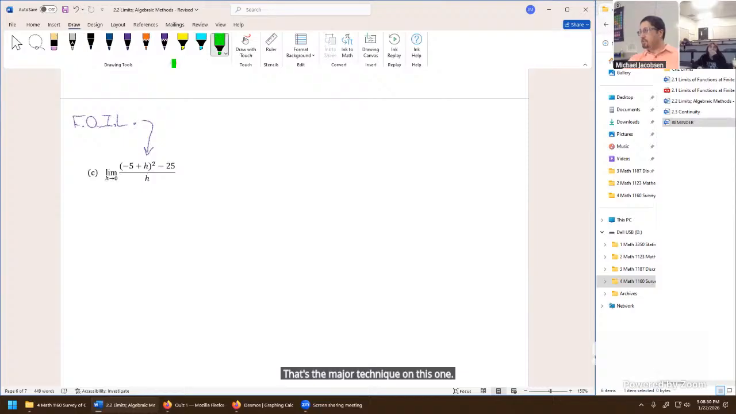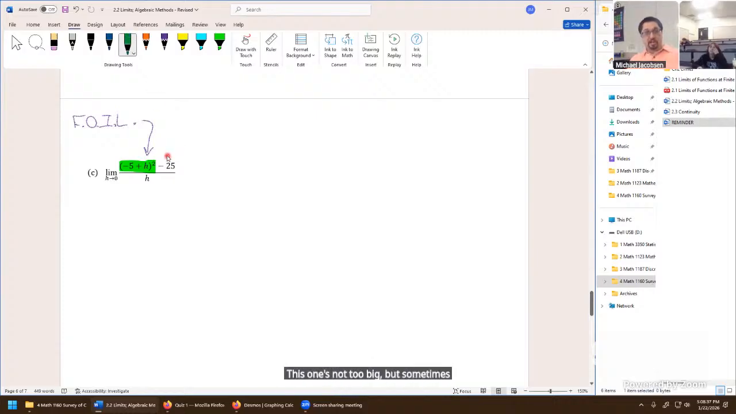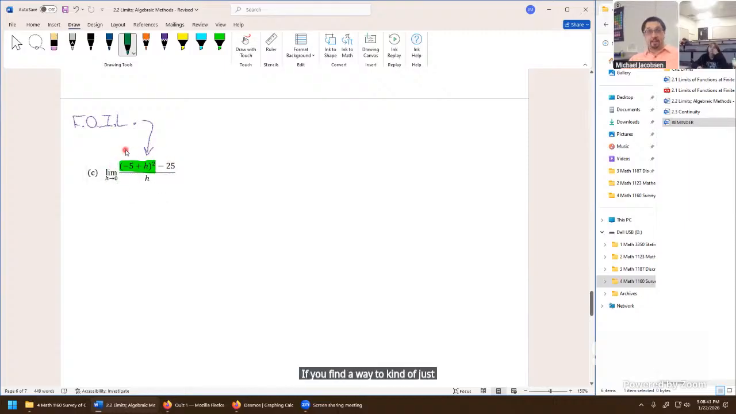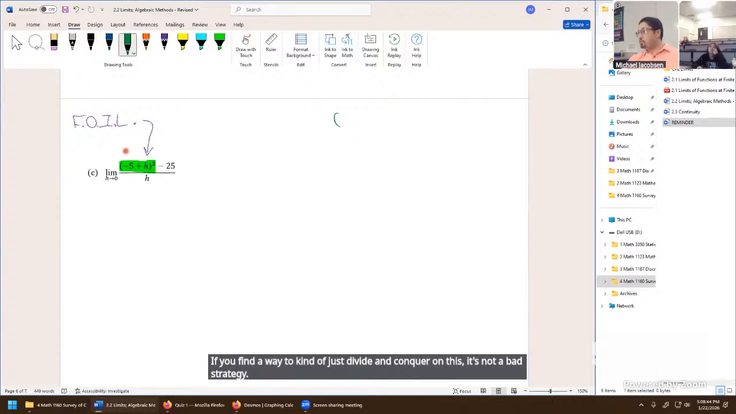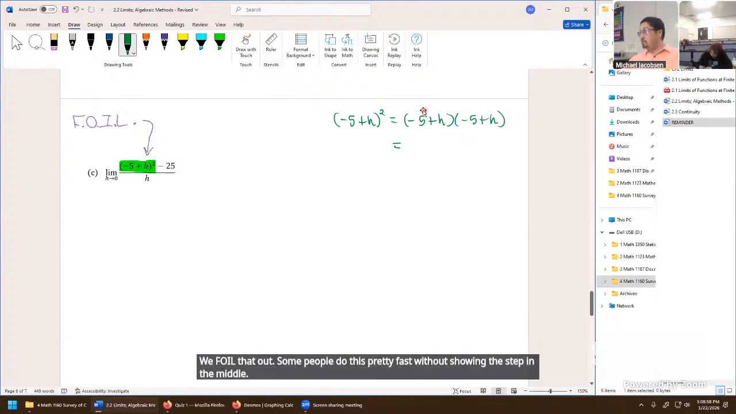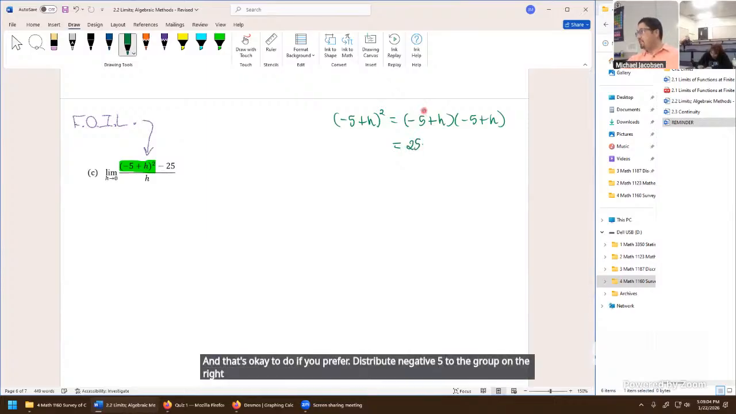Let's do another strategy. Sometimes when you're writing out an entire limit, this one's not too big, but sometimes the algebra gets pretty big on these things. If you find a way to kind of just divide and conquer on this, it's not a bad strategy. So let's do some scratch work first. -5 plus h squared is really just -5 plus h times -5 plus h. We FOIL that out. Some people do this pretty fast without showing the step in the middle, and that's okay to do if you prefer. Distribute -5 to the group on the right, and we get 25 minus 5h.